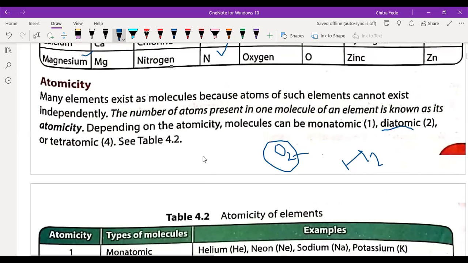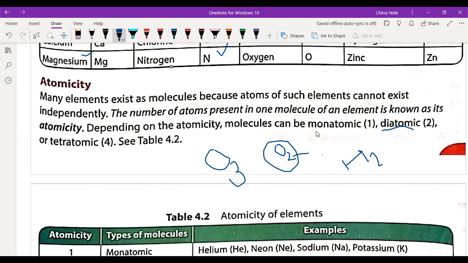In ozone, have you heard of ozone? O3. So here 3 atoms of oxygen are present. So it is triatomic. If 4 are present, it is tetraatomic.